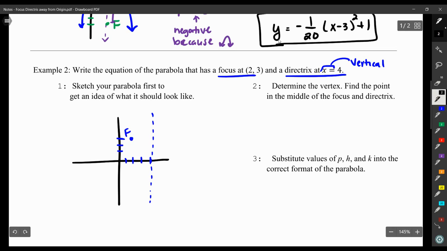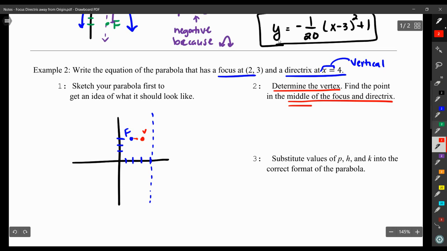Well, in order to use either format, I need the vertex. So that's my step 2, is I need to determine the vertex. And the way we determine the vertex is it's the coordinate that's right in the middle of the focus and the directrix. So we're going to do some counting. The distance from this focus to this directrix. So this distance is 1, 2. So that means directly in the middle, if I take 2 and divide it by 2, I end up with 1. So that means that my vertex is 1 away from the focus and 1 away from the directrix. So if I go 1 unit inside, this will be my vertex.